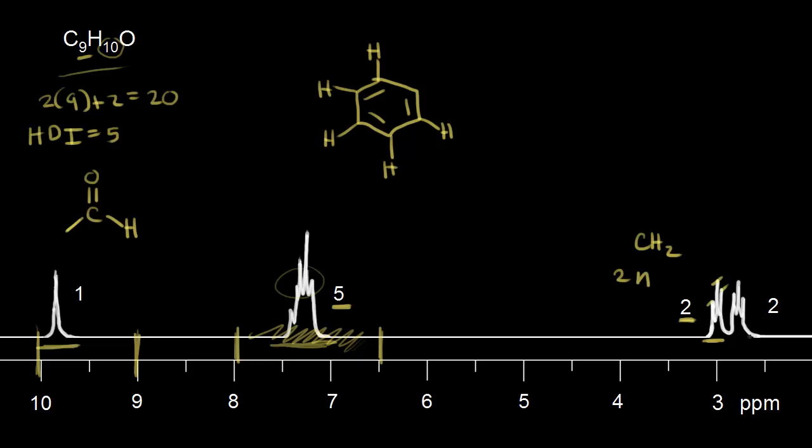It's the exact same thing for this signal. So this represents 2 protons, so this would be a CH2. And once again, we have 3 peaks, 1, 2, 3. So 3 minus 1 is 2. So this is a CH2 with 2 neighbors. And so these 2 CH2s must be right next to each other. So let me draw that out here.